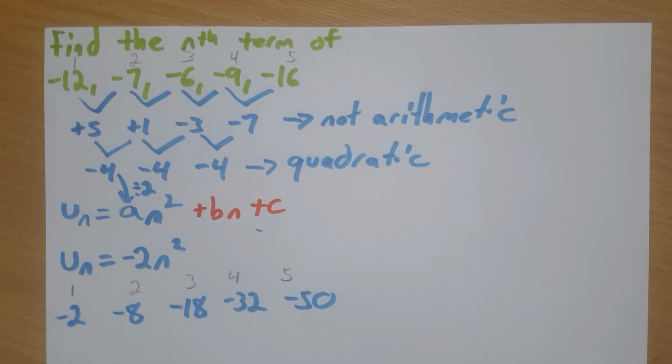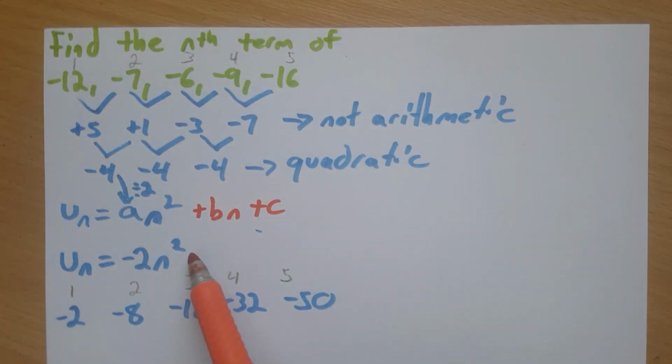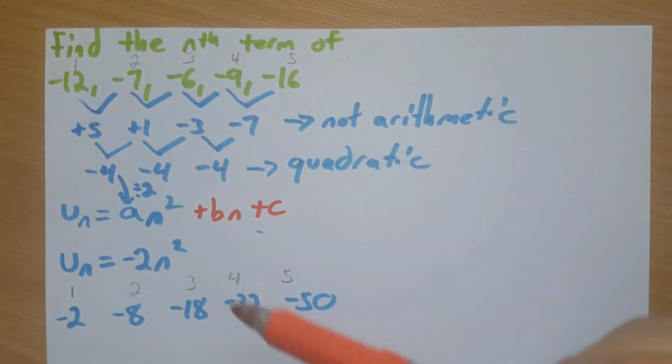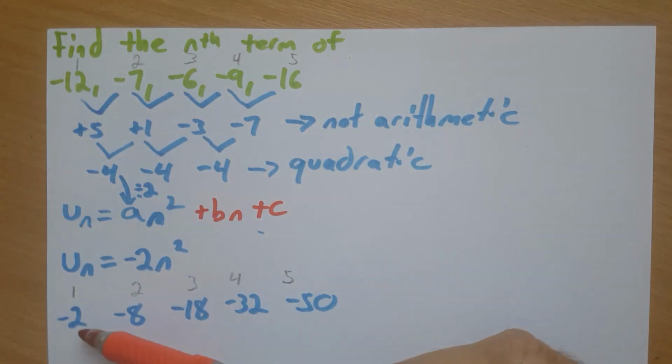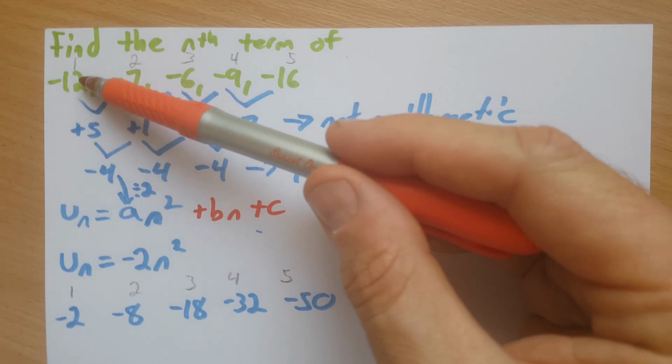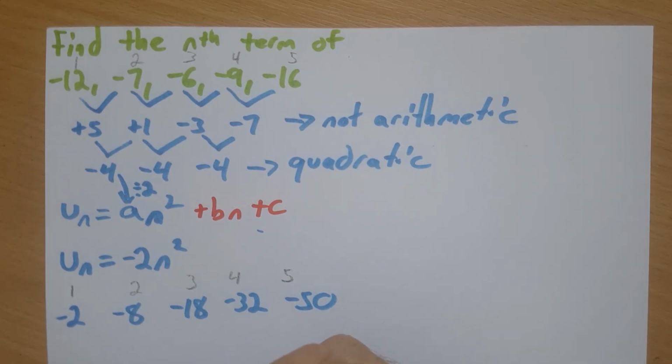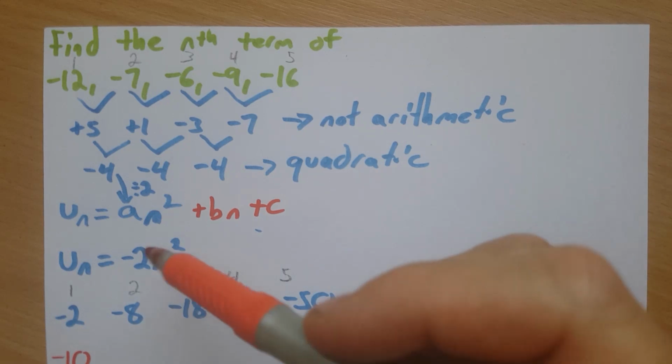We have that linear part of the sequence that we have to attach to this equation, okay? So the way to do that is you take the original and you subtract away what you have to find out how much more we have to go. So you're going to take negative 12 and subtract negative 2. Negative 12 minus a negative. So that's negative 12 adding 2, or negative 10. So the first one there is negative 10.